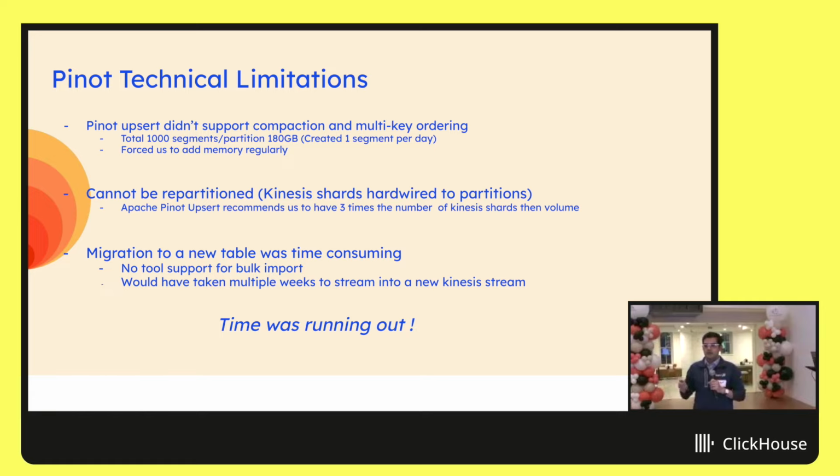And because we were using Kinesis and it was tied heavily to Kinesis, every segment was wired to a Kinesis shard, and that's why we couldn't repartition it, because in order to repartition we had to backfill right from scratch, and Pinot didn't really support any tool for bulk import. This would have taken multiple weeks of streaming. And yeah, time was running out.